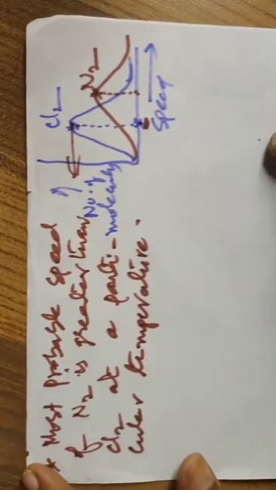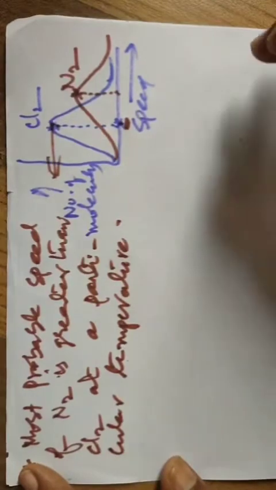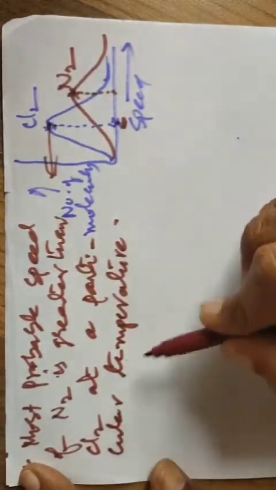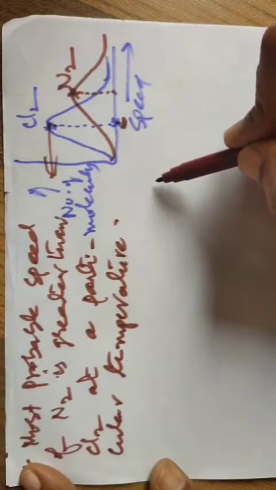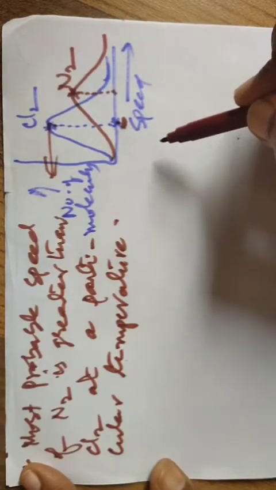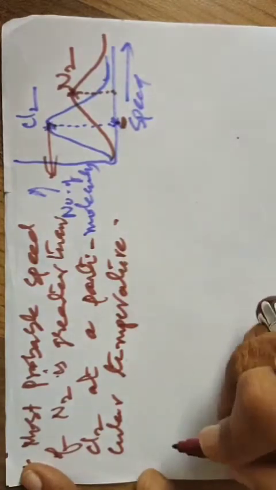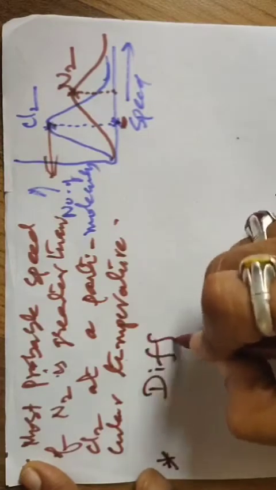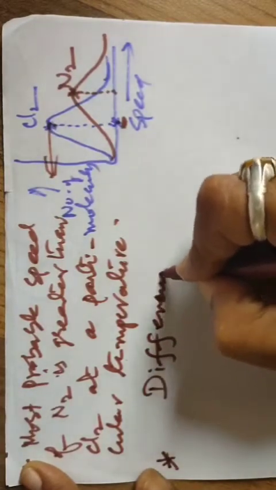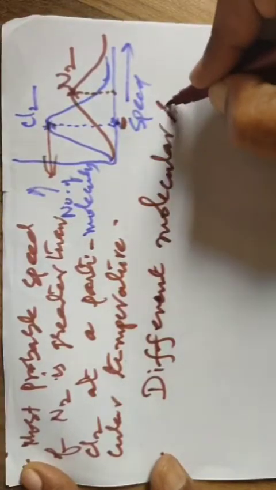Now finally, what are the different velocities possessed by the molecules? Why? Because they are ever changing due to collisions and continuous motion of the molecules. The speeds are not uniform. And how do we calculate the speeds? Different molecular speeds.